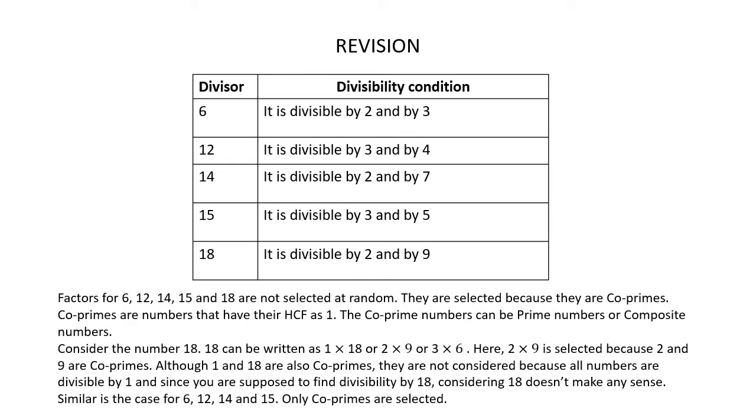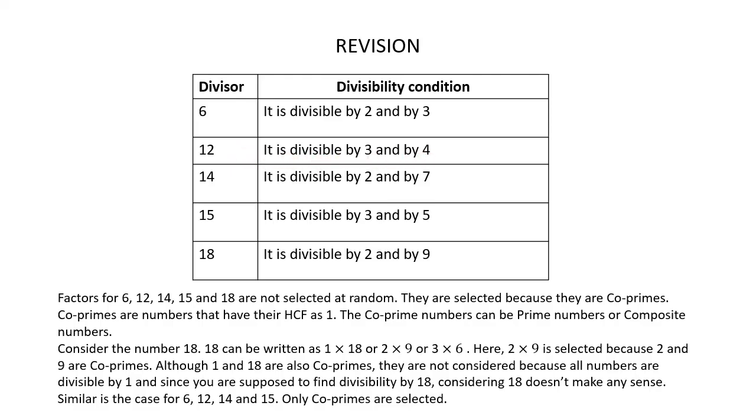The divisibility rules for 6, 12, 14, 15 and 18 have a similarity. So these are grouped together. For a number to be divisible by 6, it should be divisible by both 2 and 3. For a number to be divisible by 12, it has to be divisible by both 3 and 4.